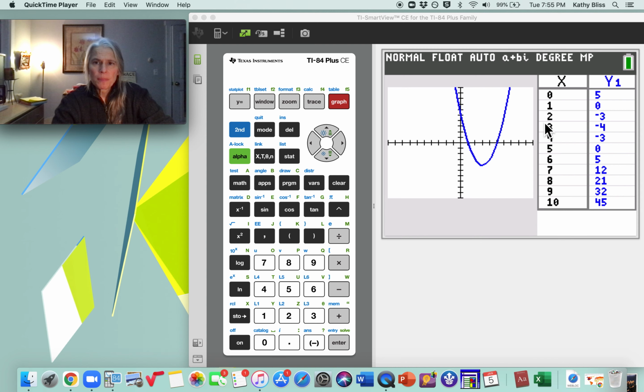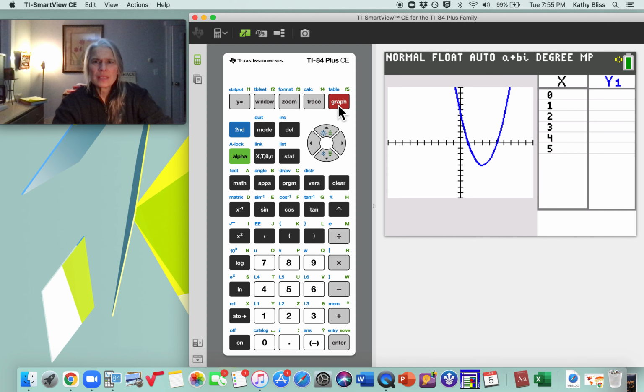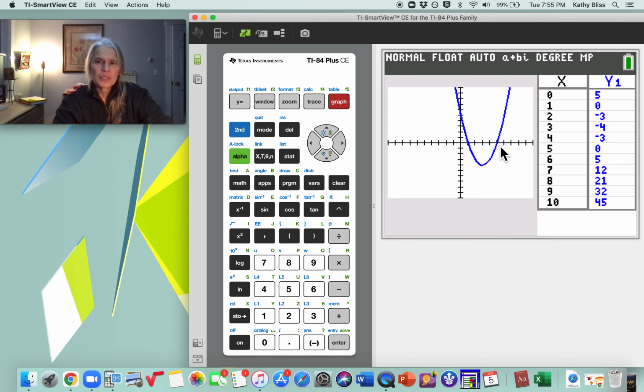Here the equation is y equals x squared minus 6x plus 5, which factors to (x minus 5)(x minus 1). If I were to graph it, I would see an intercept at 5 and an intercept at 1. If I look at the table, my y value is 0 when x is 1 and when x is 5. So that's pretty obvious. But there might be times when you can't see it clearly.